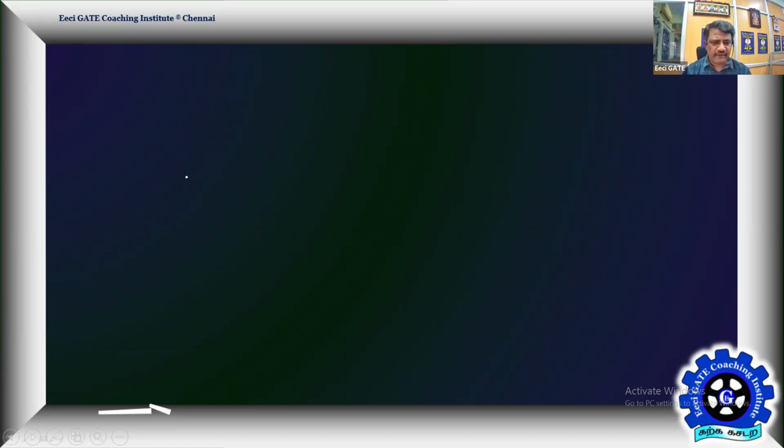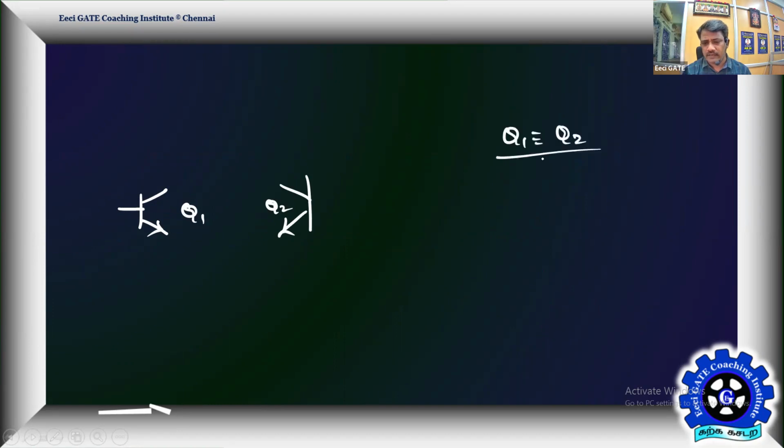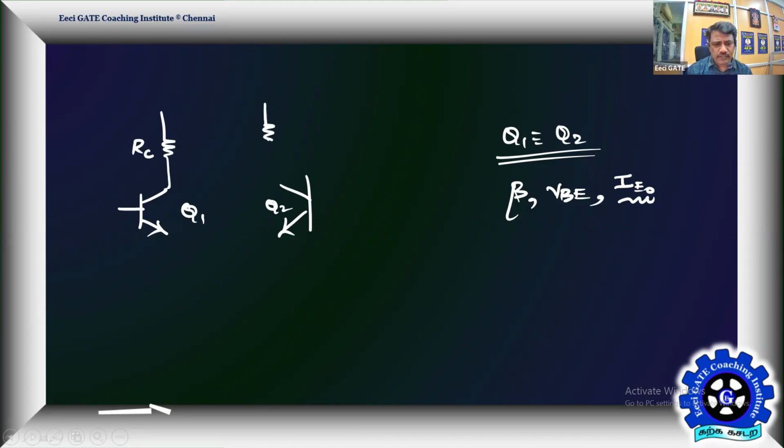So what we have in a difference amplifier is two identical NPN transistors, Q1 and Q2, identical in all aspects. They have identical beta, that's the current gain, identical base to emitter drop, and if you refer to the terminal characteristics, identical reverse saturation current of the base to emitter junction, IE0 we can say. Then we have two identical resistors connected in the collectors of both Q1 and Q2.